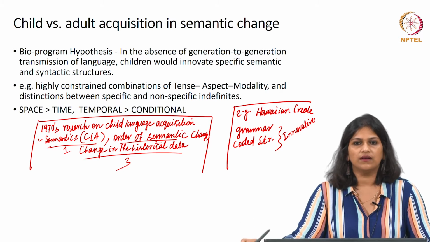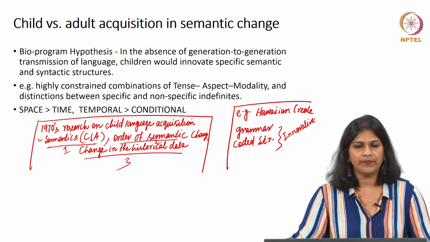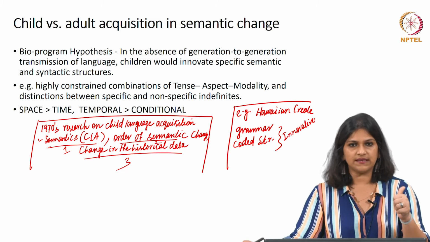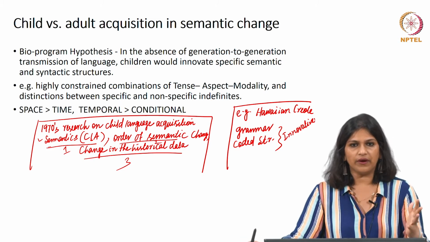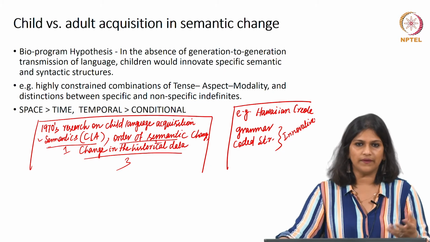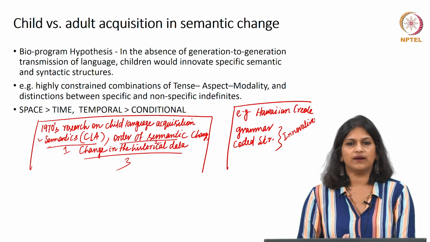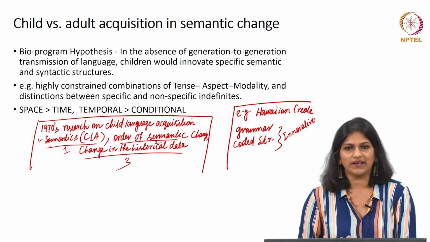What have been the shortcomings of this particular hypothesis? Okay. So, the first thing is that this particular hypothesis has been largely exploded because it has shown that creoles may be developed by adults. By default, a lot of focus has been on adult acquisition because we are talking about a creole.